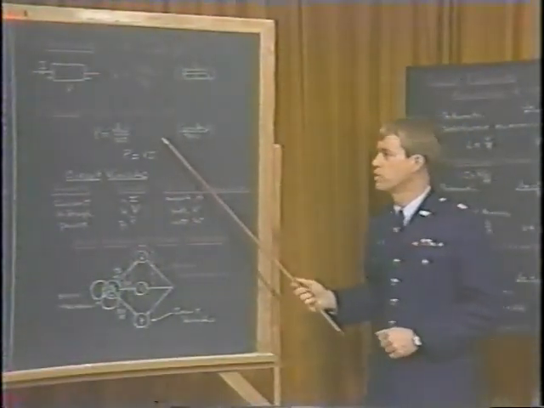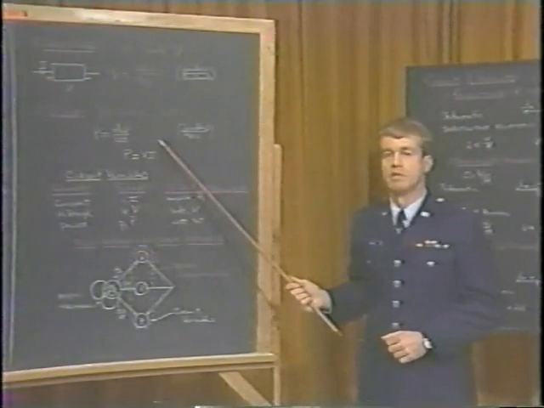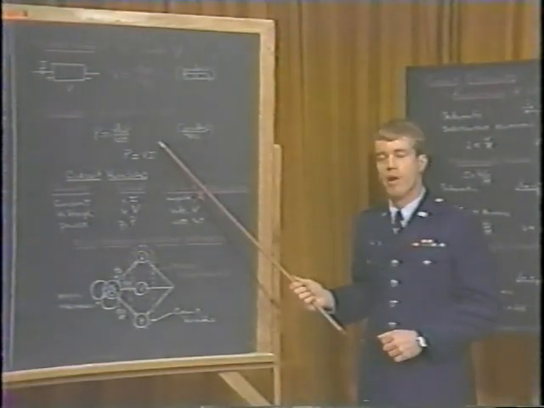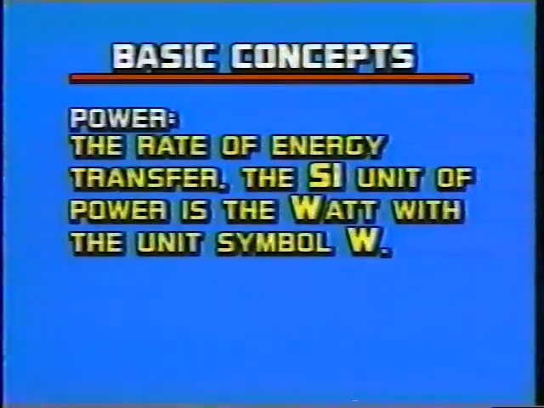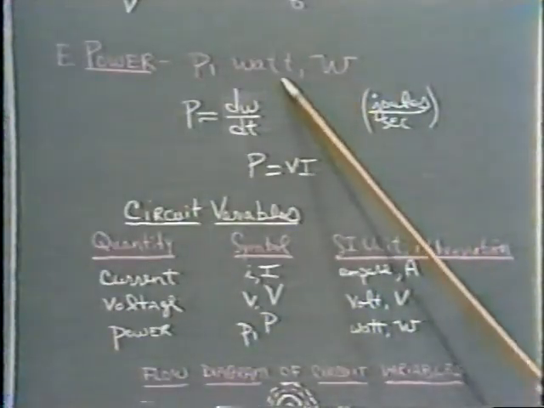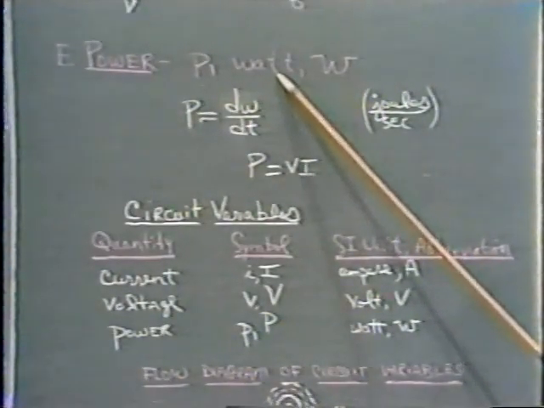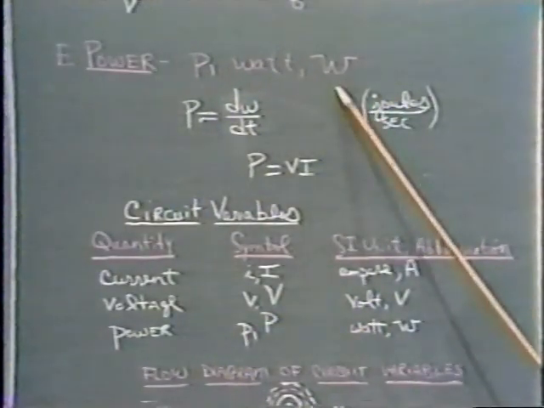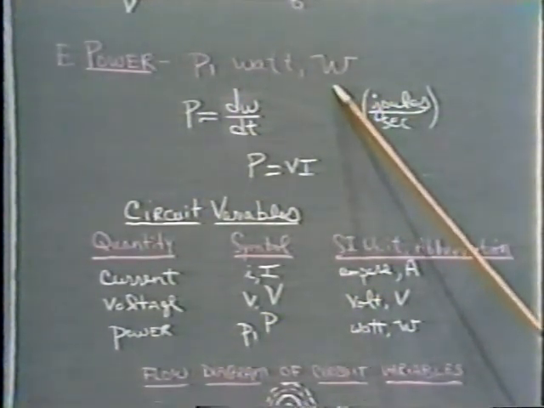The final quantity we're going to need to analyze circuits is electrical power. Power, as you see by the definition, is the time rate of change of energy within the circuit, and must have the units of joules per second. We call joules per second a watt, and we'll use the symbol W for watt.